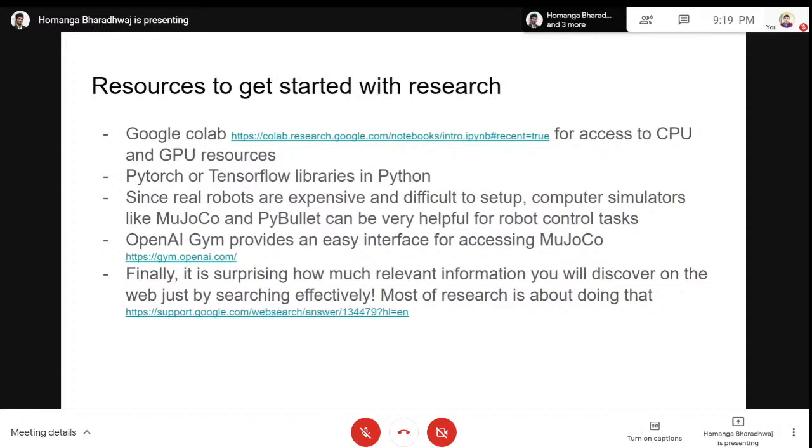And finally, it is surprising how much relevant information you'll discover on the web just by searching effectively. Most of research is about searching effectively on the internet and finding things that you want for a particular application. So I'd encourage everyone to just Google what they want and be surprised at what you find. And if you need more information about how to search effectively, Google has a bunch of articles about how you should insert keywords in the Google search bar so that you get the information that you want. I guess with that I'll conclude, and I'll take any questions that are there. Thank you.